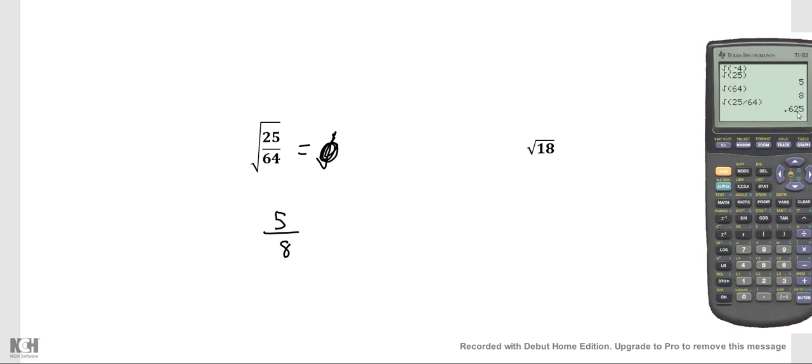Now it gives us a decimal. We wanted a fractional answer, but we can always convert decimals to fractions in this calculator. Just hit math, make sure number 1 is highlighted, which means convert to fraction. Hit enter twice, and it will give us the 5/8 we wanted.